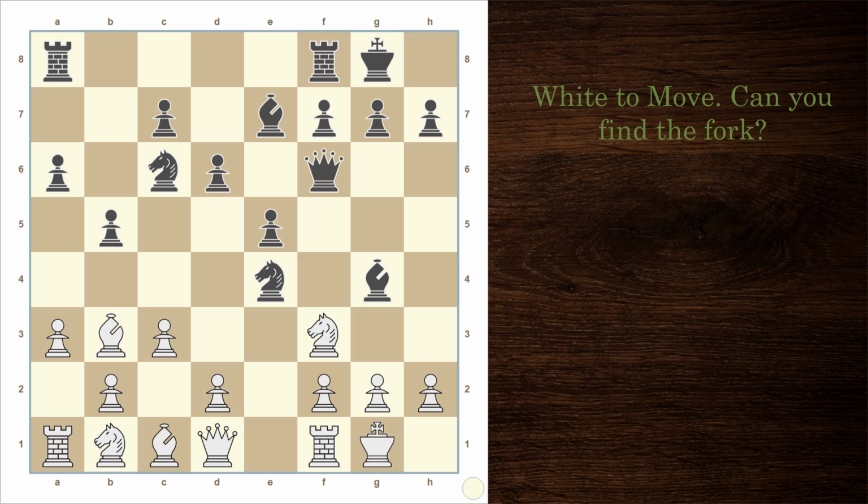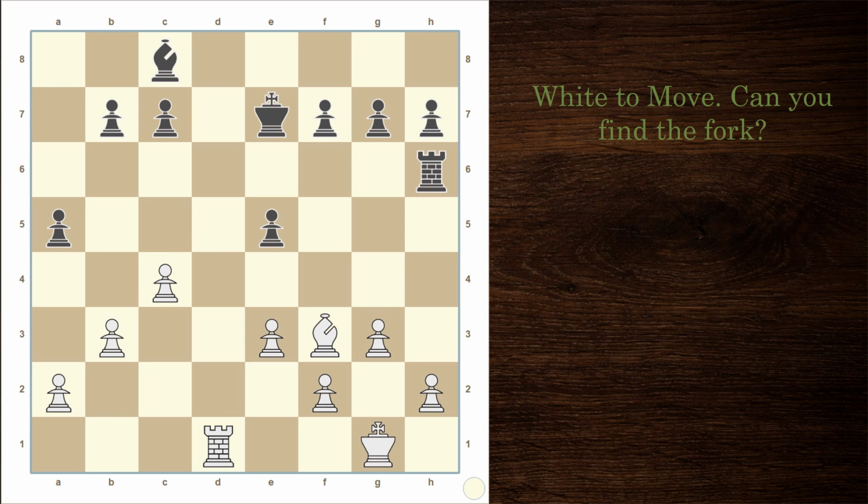Okay, so white to move in this example, and pause the video and see if you can find the fork. Okay, the answer is bishop to d5. So the bishop moves here to d5 and is attacking both knights. Only one of the knights can move, so he's going to be able to capture one of the knights. Okay, white to move here, and can you find the fork? Pause the video.